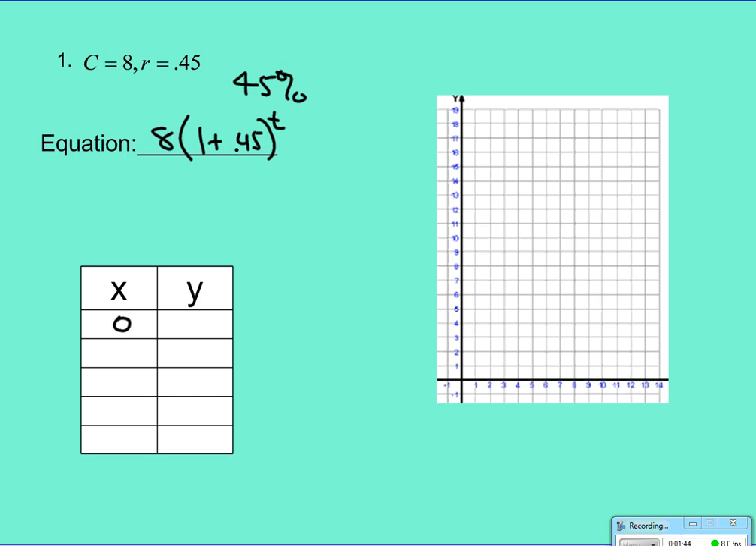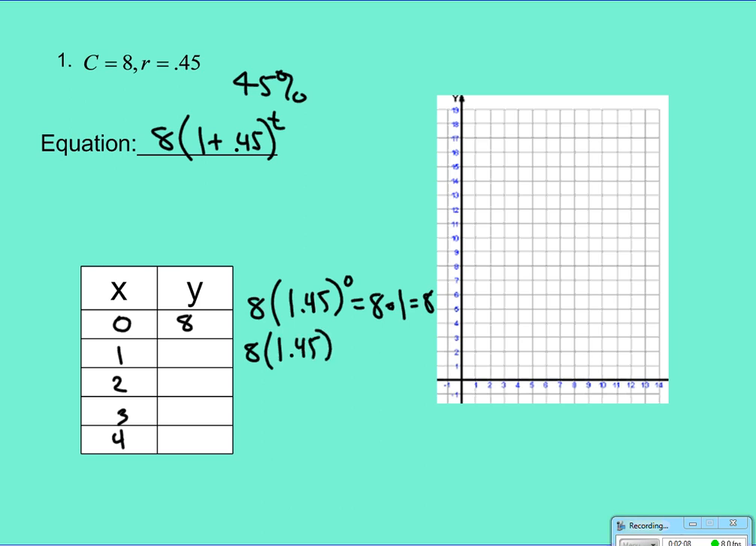So at time 0, 1, 2, 3, 4. At time 0, that's just going to be 8. That's because if I take 8 times 1.45 raised to the 0, well, anything raised to the 0 is 1, so that's saying take 8 times 1, and that's just going to be 8. For 1, that's saying take 8 times 1.45 raised to the first. So 8 times 1.45 to the first is going to be 11.6.